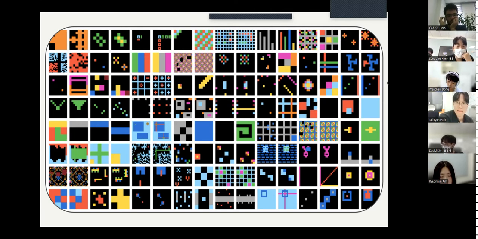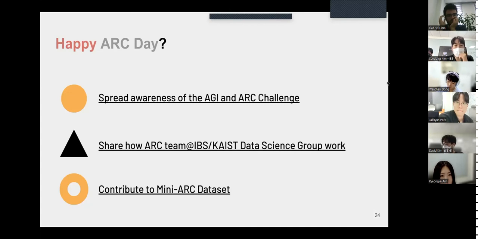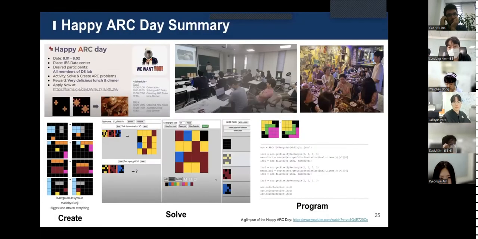So Happy Arc Day. We threw a 2-day event called Happy Arc Day to spread awareness of artificial general intelligence and this challenge. And we also share how our team works to the members in our groups. And we develop a mini arc data set containing 150 examples of similar data. So here it is. We have invited around 15 participants, and we created some data set by using the tool that we designed. And we also solved some of these problems.